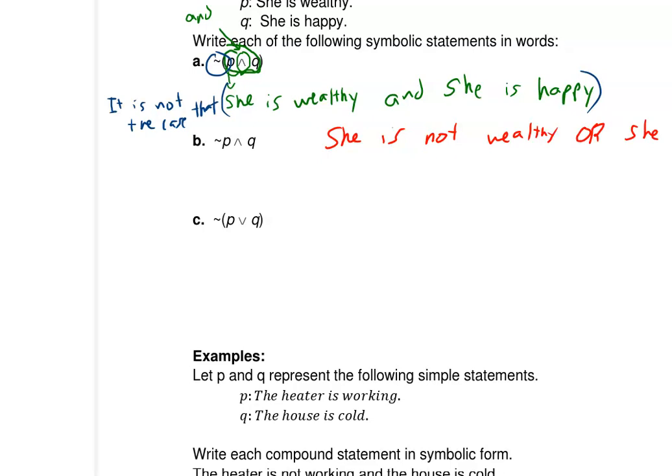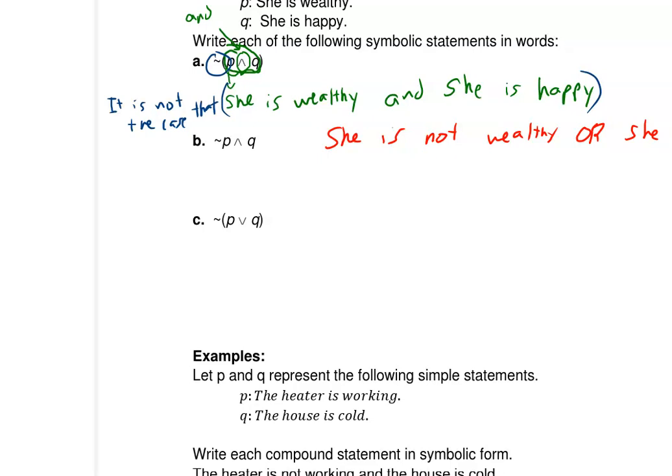Or it could be both, because again, the word "or" in this context is the inclusive or. Maybe she's not wealthy and not happy, but she doesn't have to be not wealthy and not happy to negate that statement. She only has to miss on one mark. She doesn't have to miss on both marks, if that makes sense. So because she only has to miss on one mark, we want to use the word "or" here, right?